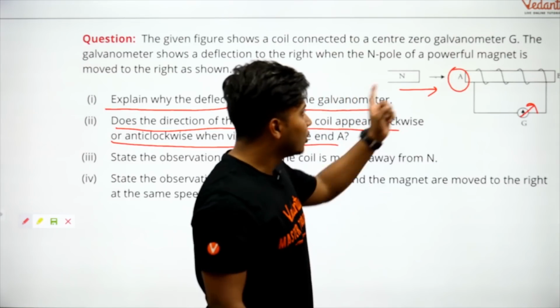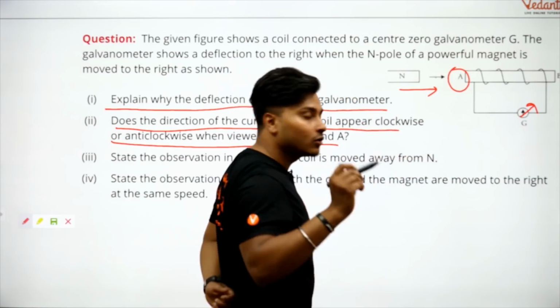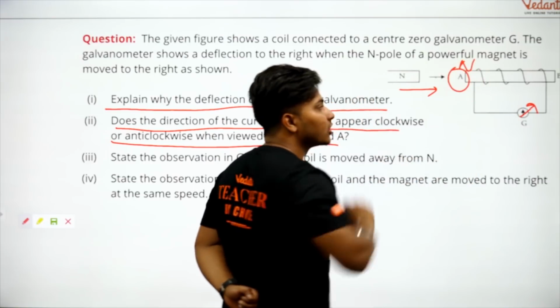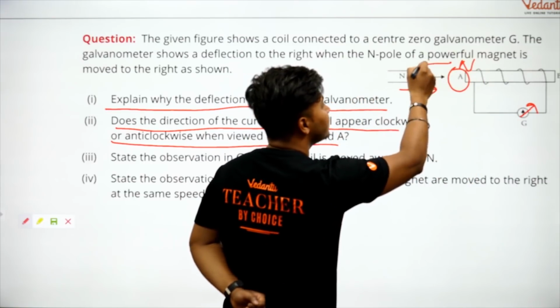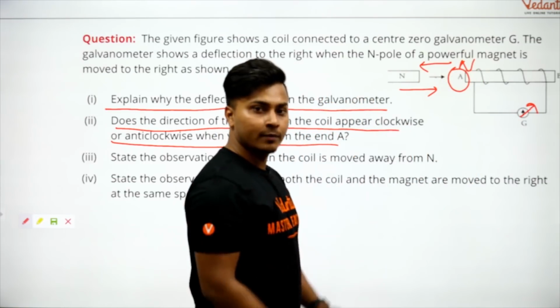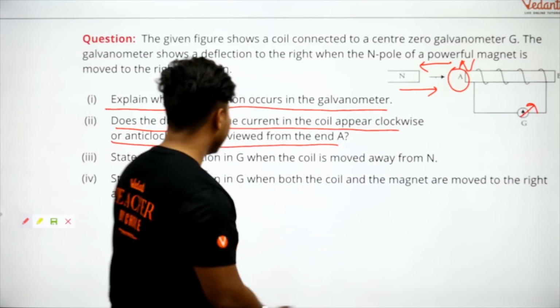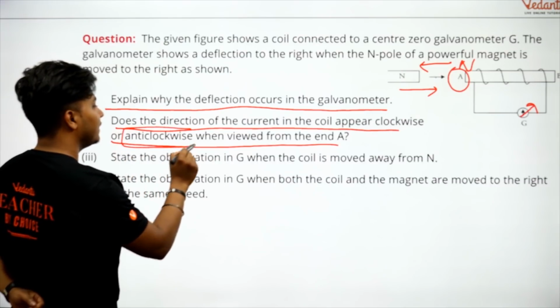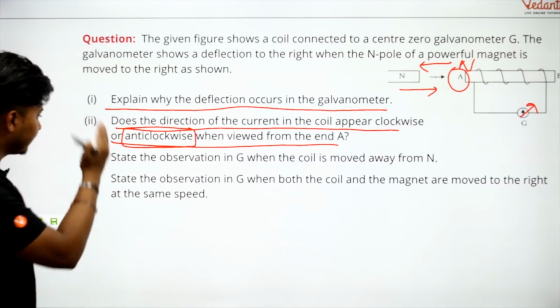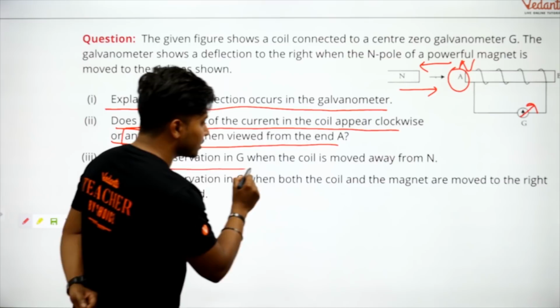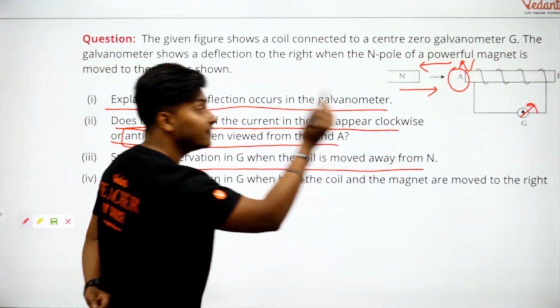What does it state? North pole is going towards it. So according to Lenz's law, there must be a north pole created here which can oppose the motion. So north pole repels, north pole hai to kaun sa current ka direction hoga? Clockwise or anti-clockwise? You know the answer. It's definitely going to be anti-clockwise. Answered.